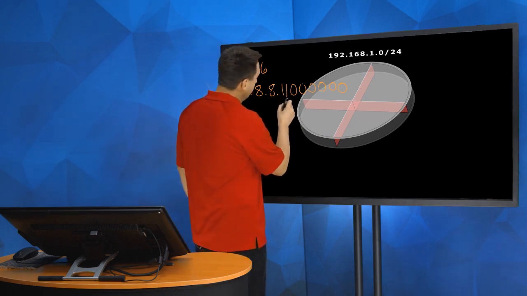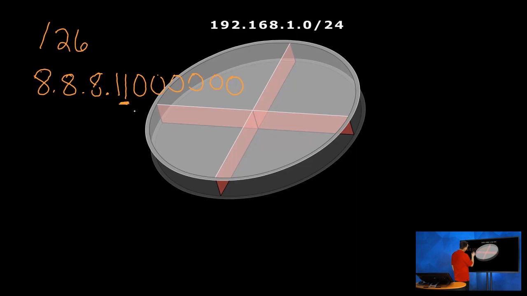What is the decimal value of this bit position? The decimal value of that bit position is 64. So we're counting by 64. And in what octet are we doing this counting? We're doing the counting in the 4th octet, because here's our first octet, our second octet, our third octet, and this is our 4th octet. So we're counting by 64 in the 4th octet.